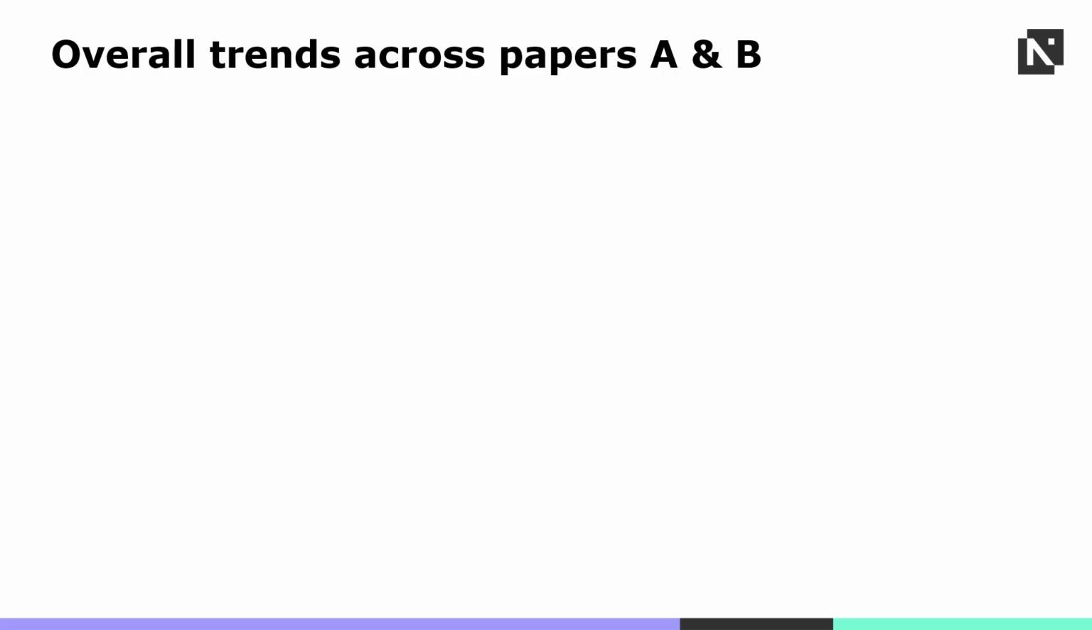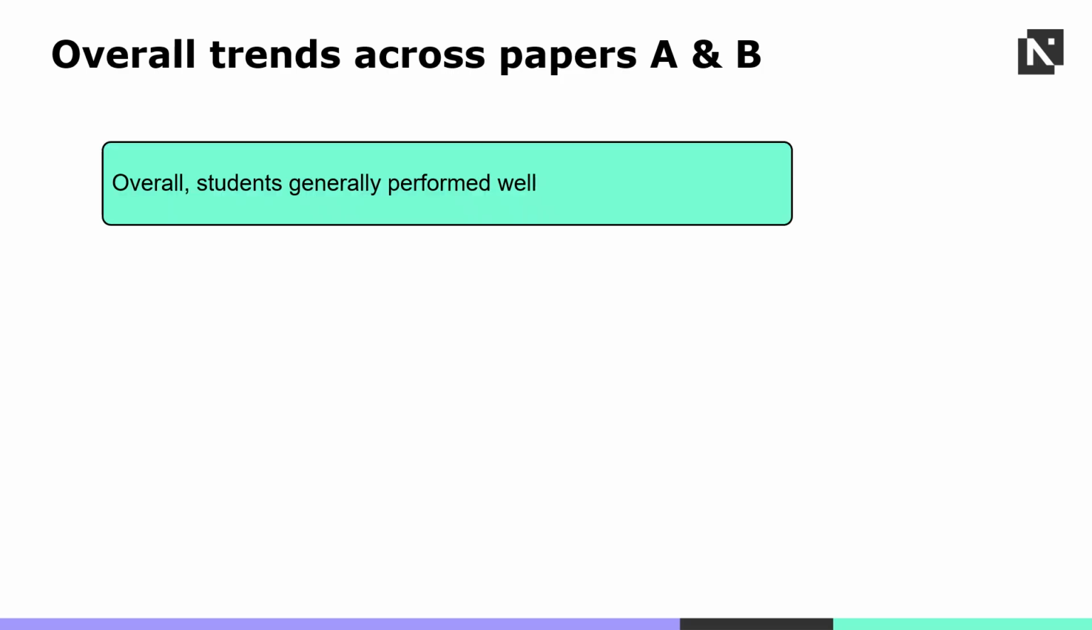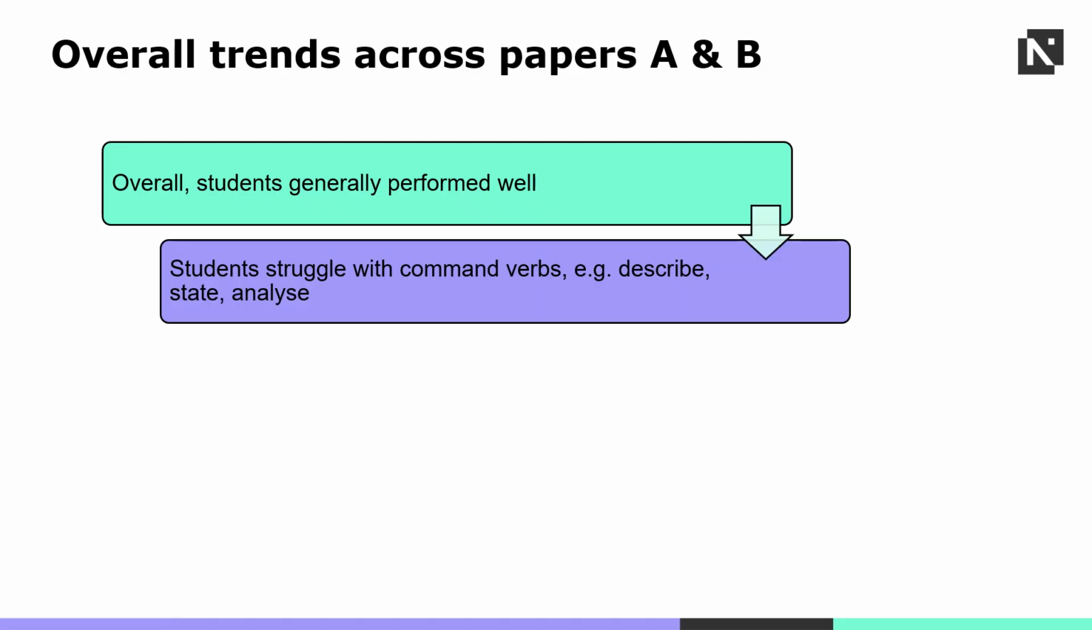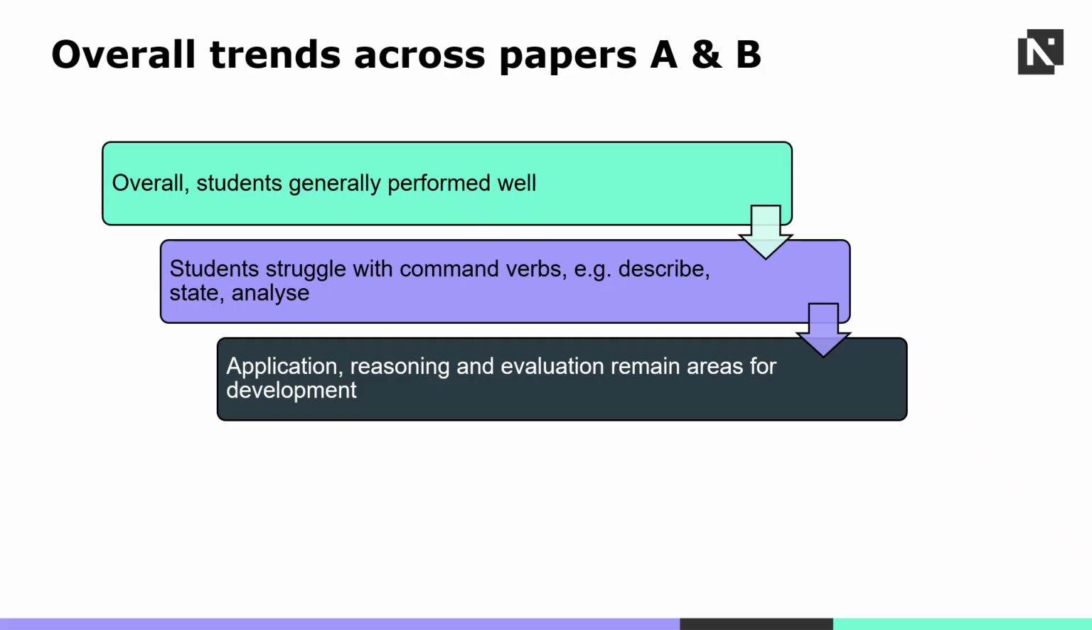We'll start first of all by looking at some of the overall trends across the core papers A and B. So in this series, students generally performed well, and overall they answered most questions across papers A and B. However, students did appear to struggle with some of the command verbs, for example, describe, state, analyse and so on. It would be helpful here for providers to ensure that students understand the difference between these verbs. Students also lost marks due to not providing reasoned judgments and conclusions, and this was identified within many questions.